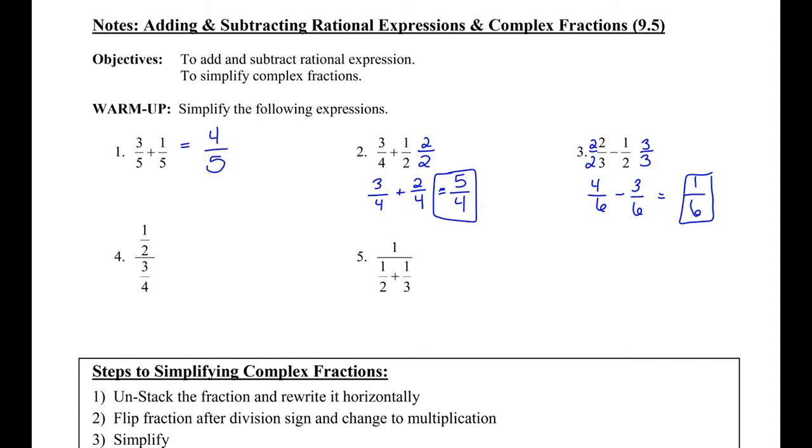To simplify example 4, the first thing I'm going to do is unstack the fractions. So we're going to get 1 over 2 divided by 3 over 4. Then in order to simplify this, we're going to flip the second fraction and multiply by the reciprocal. So I get 1/2 times 4 over 3. And I can multiply across to get 4 over 6. And 4 and 6 can both be divided by 2, which gives us our final answer of 2 over 3.